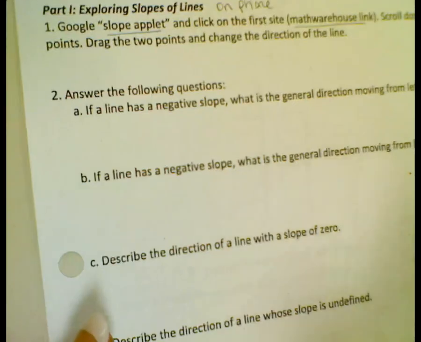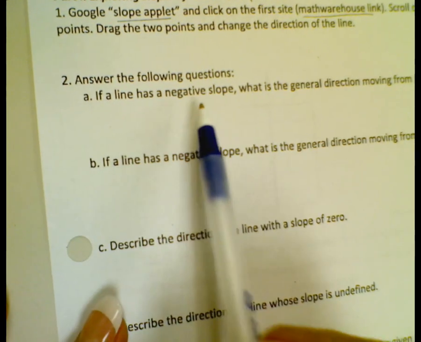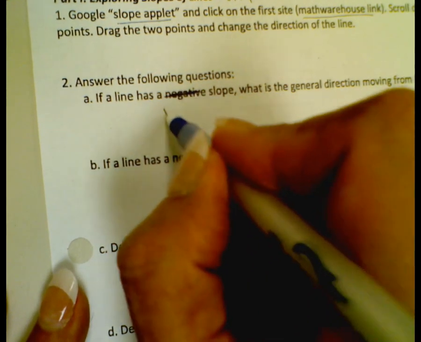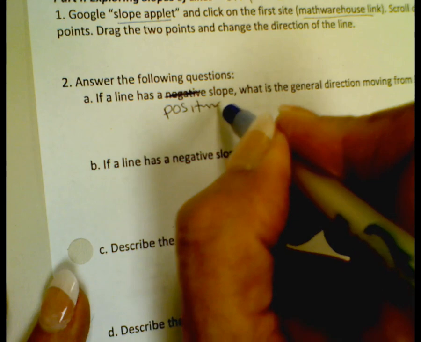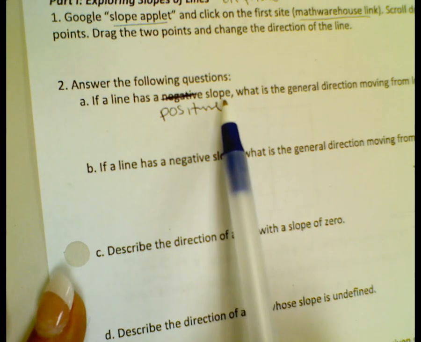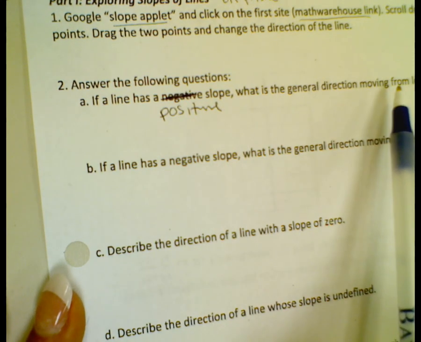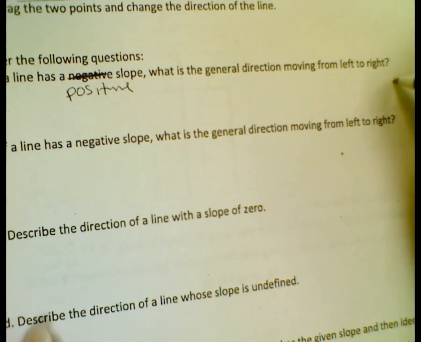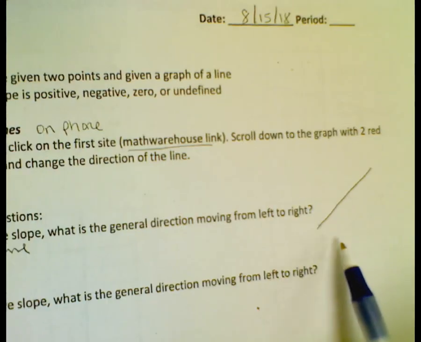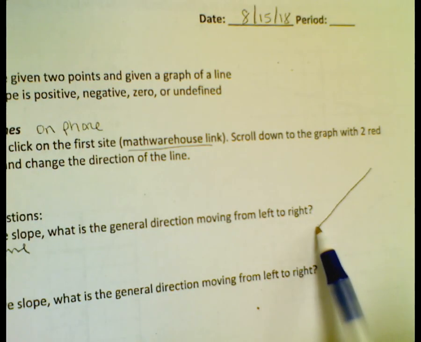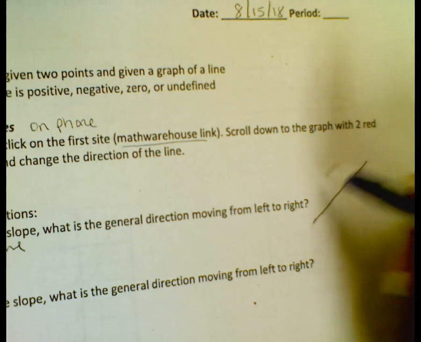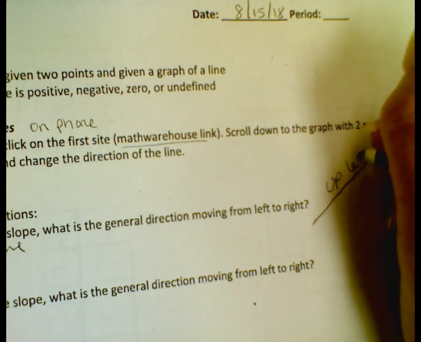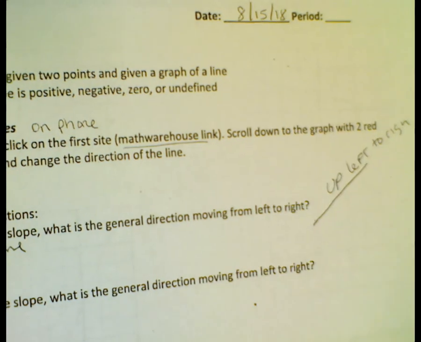So if you'll notice in question 2, it's the same question as 2A and 2B. So we're going to change one of these to positive. Let's change the first one to positive slope. If a line has a positive slope, what is the general direction moving from left to right? Now, for example, this one right here, start at left, go right. So that looks like it's going up. This one is going up from left to right. Is that a positive slope or a negative slope?